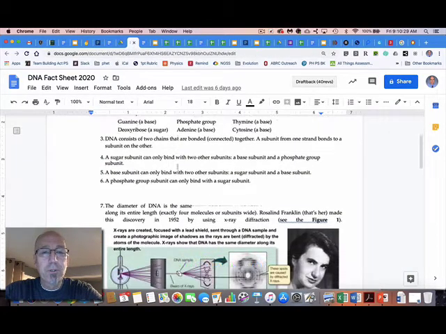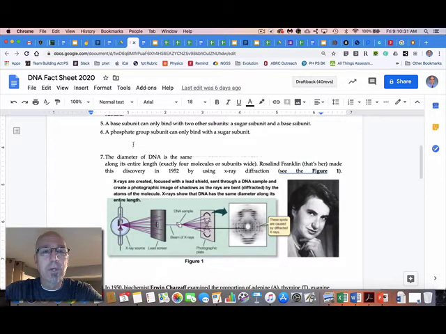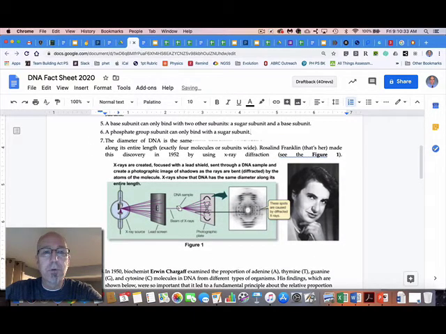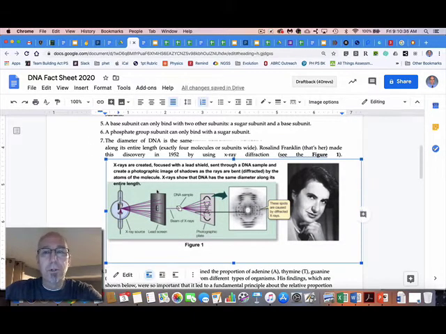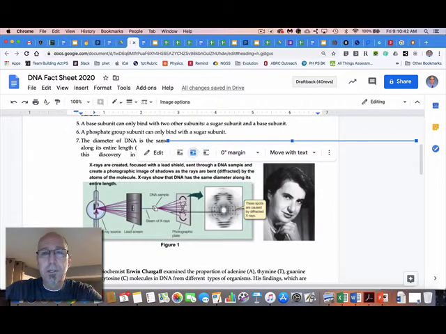All right, number 7. Holy cow, what's going on here? Something's wrong with our image here. What is that thing? Let's get rid of that.